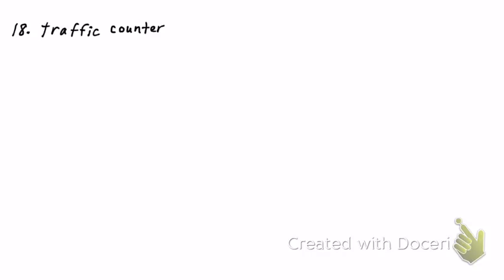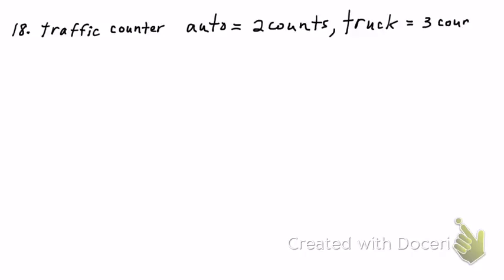So you got to read this one kind of carefully. Notice that you have a traffic counter, and it's counting the number of axles that cross this line. So for an auto which has 2 axles, you're going to get 2 counts, and for trucks, bigger trucks, you're going to get 3 axles or 3 counts. So we're told that there was a total of 41 counts. So we have to have some combination of 2 counts and 3 counts that adds up to 41.